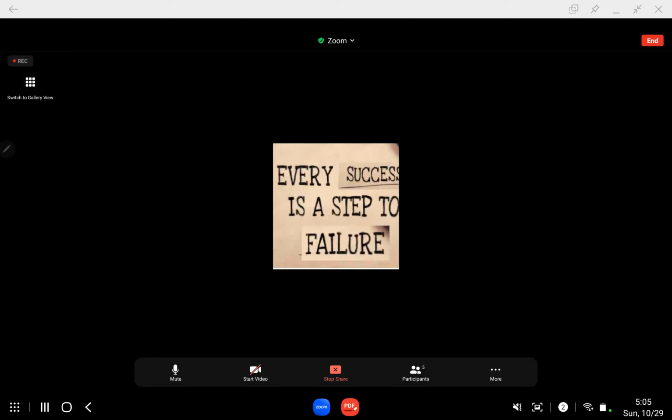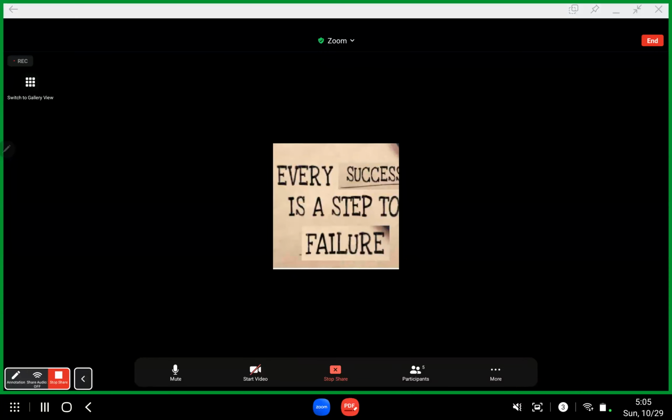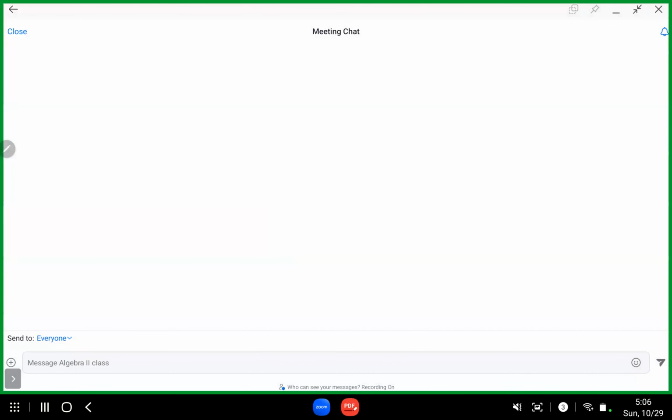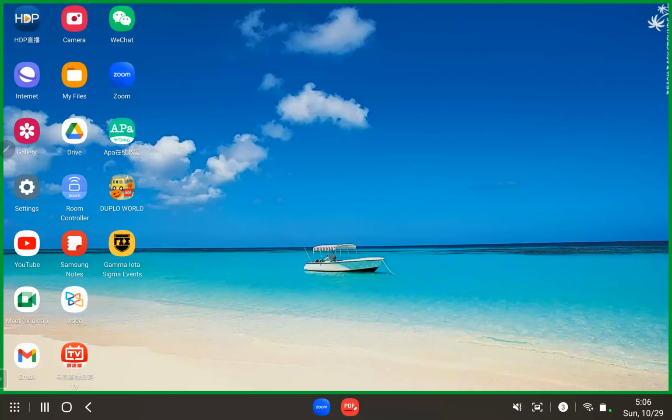Okay, so let me share my screen. If you can see the screen, say yes. If you cannot see the screen, say no. Can everybody see the screen, yes or no? Yes, okay.